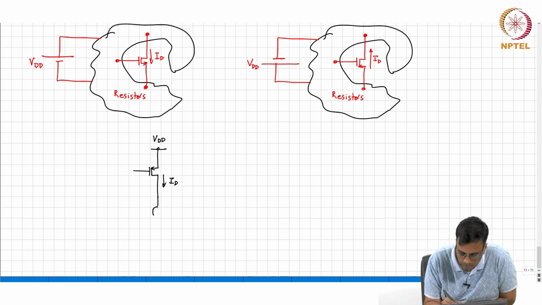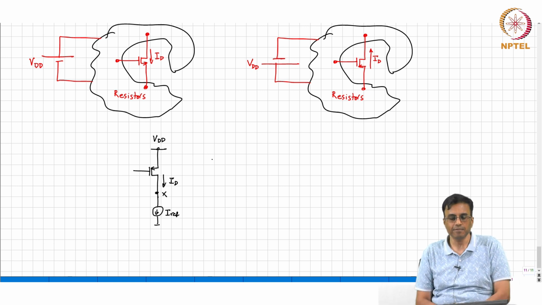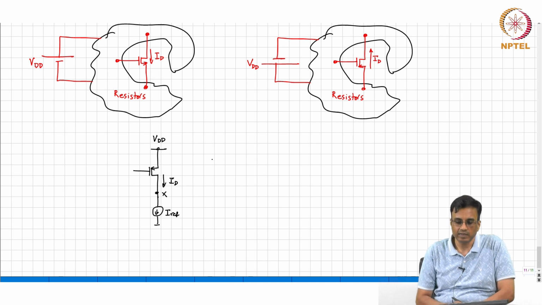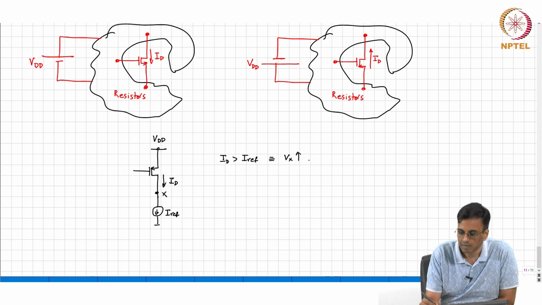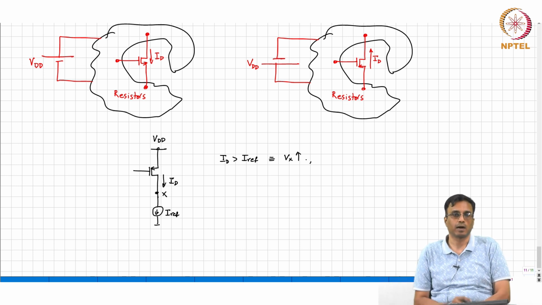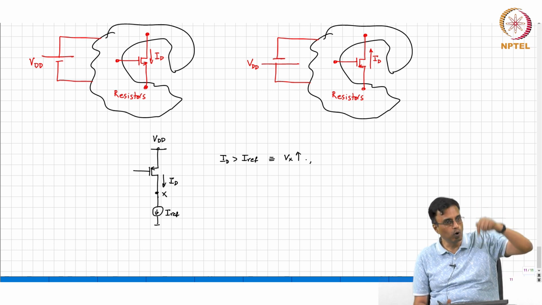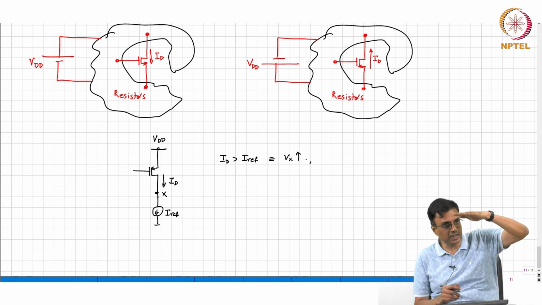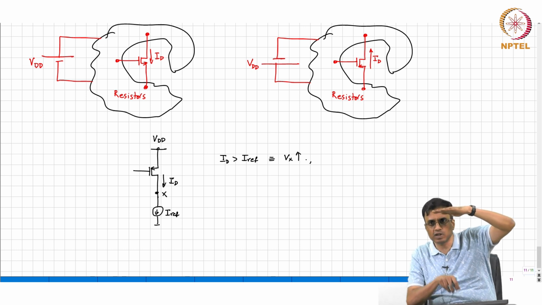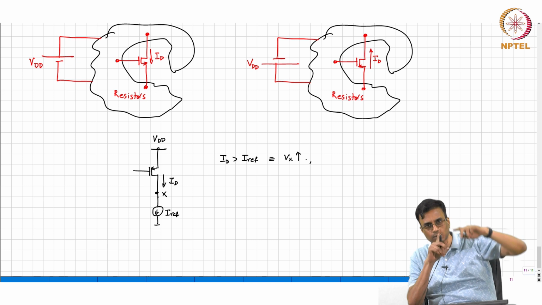Very good. This is I ref, and this node potential X. If ID is greater than I ref, it means, so ID greater than I ref is equivalent to saying Vx goes up, which means what? Which means the gate potential is too high or too low? The drain current is too high, correct. That means the VSG is too large, but the source is fixed. So it means that the gate potential is too low. So the gate potential must go up.